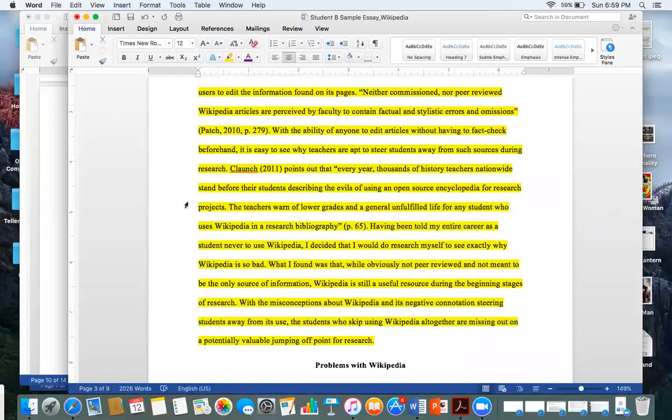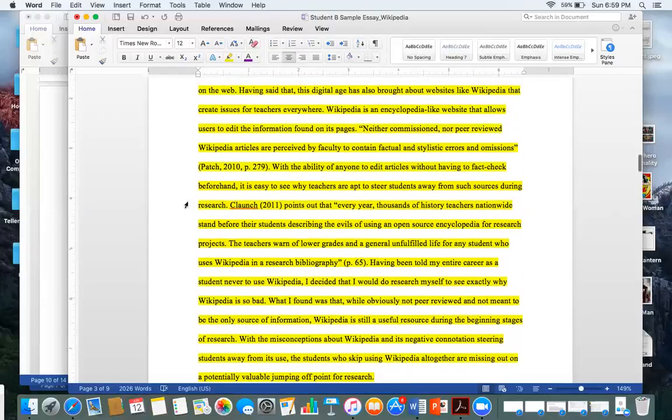Having been told my entire career as a student never to use Wikipedia, I decided that I would do research myself to see exactly why Wikipedia is so bad. What I found was that, while obviously not peer-reviewed and not meant to be the only source of information, Wikipedia is still a useful resource during the beginning stages of research. With the misconceptions about Wikipedia and its negative connotations steering students away from its use, the students who skip using Wikipedia altogether are missing out on a potentially valuable jumping-off point for research.